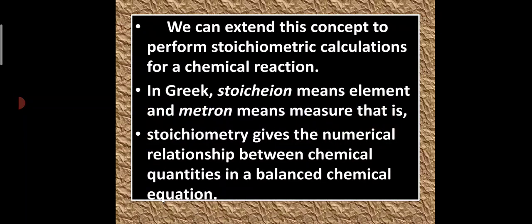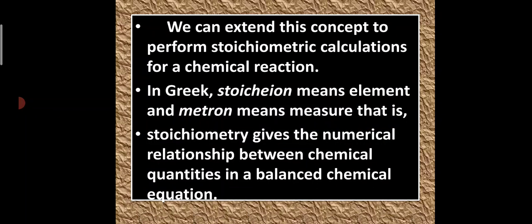So we can extend the same calculation for a chemical reaction, that is stoichiometric calculations. Now we saw the example of kesari and biryani, the same concept we can extend to chemical calculations. So we will see what stoichiometric means. In Greek, stoichion means element and metron means measure. So measuring elements and identifying them is stoichiometric calculation. Stoichiometry gives a numerical relationship between chemical quantities in a balanced chemical equation.